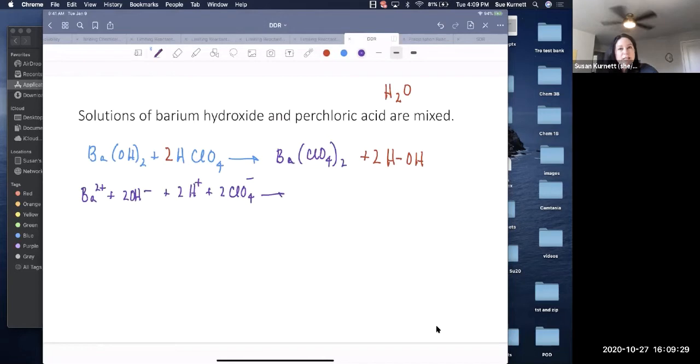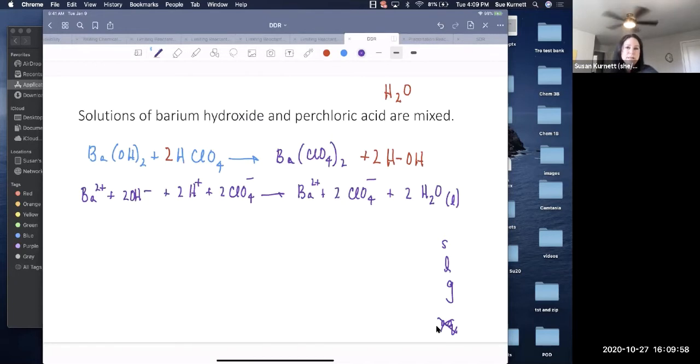This is a strong electrolyte, barium perchlorate, even though you don't know that. We're going to break it apart. And now I'm going to write water like we normally see water. So now I can say 2H2O and give it a state symbol. Solid, liquid, gas, and aqueous are our state symbols. And if something is aqueous, you don't need to state it because we'll be writing that over and over again.